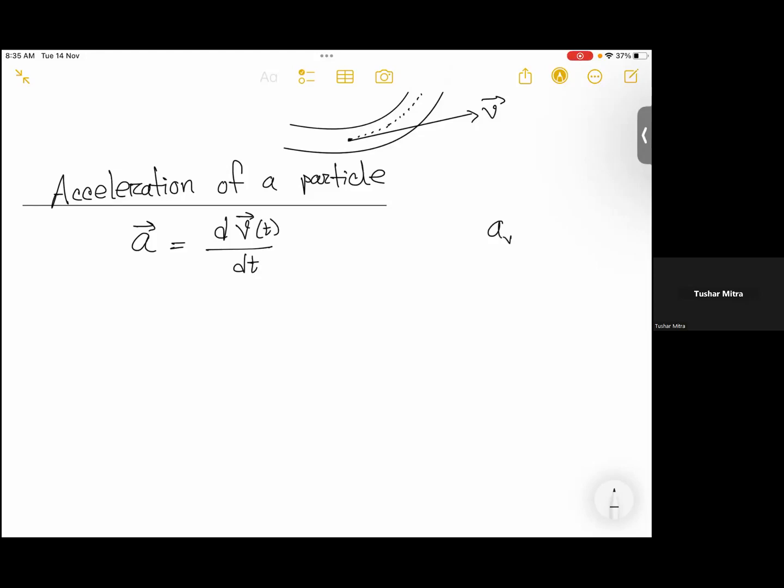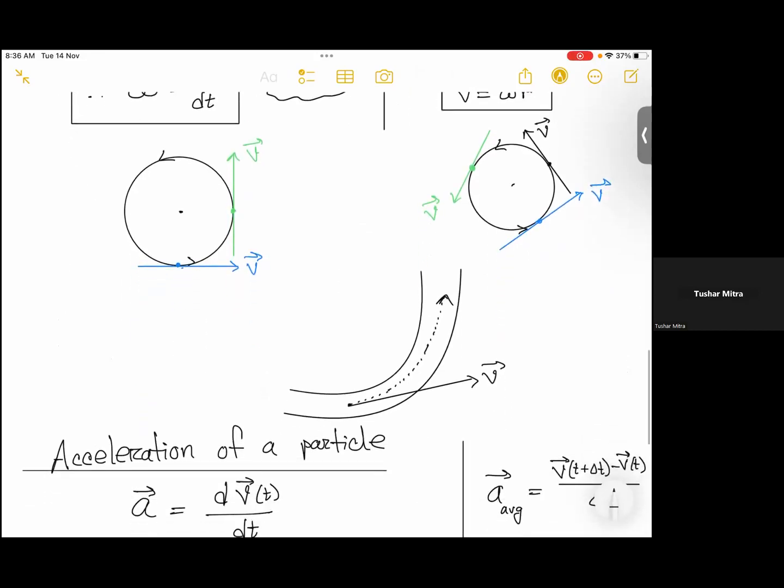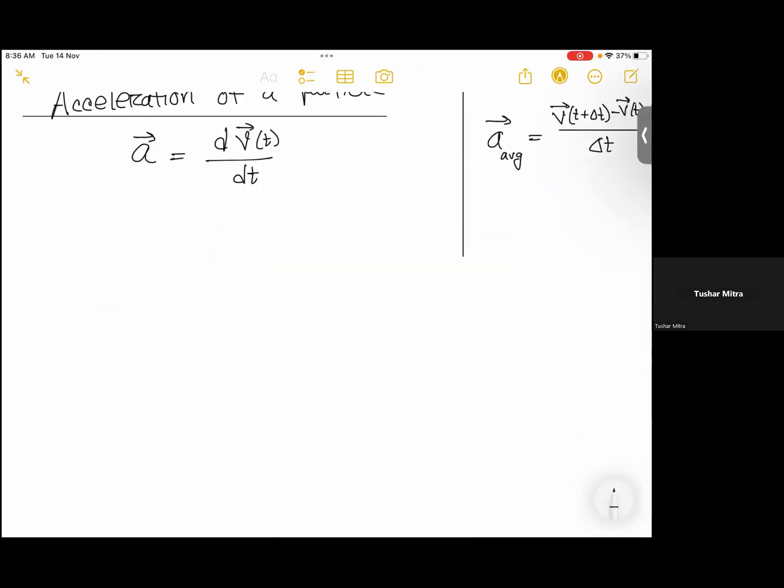Also, if you want to find the average acceleration, then it's simply v at some time t plus delta t minus v at some time t divided by delta t. So it's basically vf minus vi divided by delta t. We're not going to talk much about that. We'll see a problem to calculate that average acceleration. But let's now focus on the instantaneous acceleration. So we have found that the velocity is r omega theta hat of t. We're going to just use that here. So our acceleration is d dt of r omega theta hat.